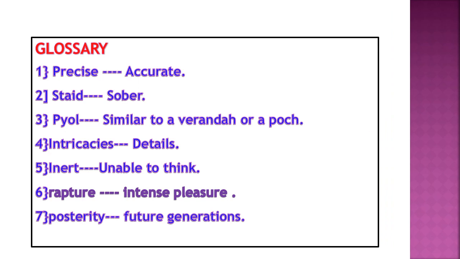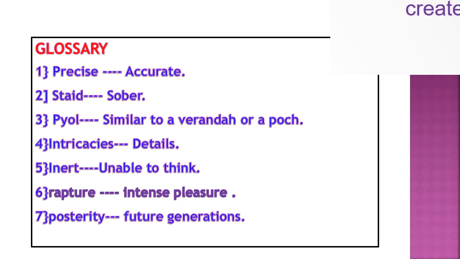Glossary section: precise means accurate, stately means sober, pyol means similar to a veranda or a perch, intricacies means details, inert means unable to think, rapture means intense pleasure, posterity means future generations. Now let's go to the watch out section and study grammar.